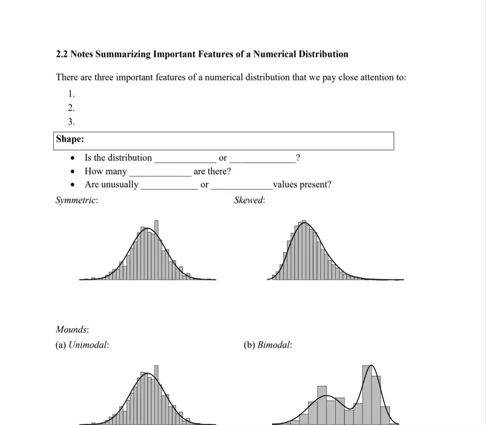So remember in the last section we mentioned that there are 3 important features that we always want to talk about when we describe a numerical distribution. The first was the shape, whether the data was symmetric or skewed and had different modalities. The center, what was a typical value that represents the data set. And then finally the spread or the variation, how spread out horizontally is the data.